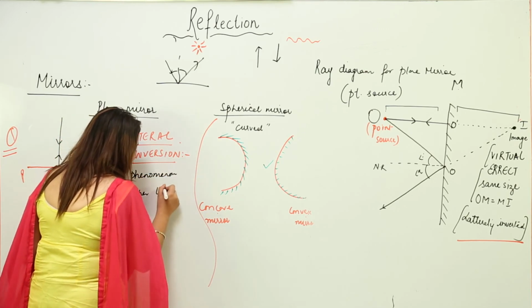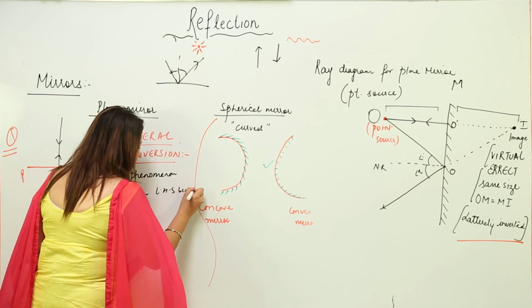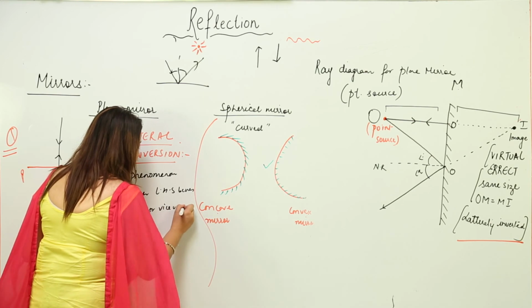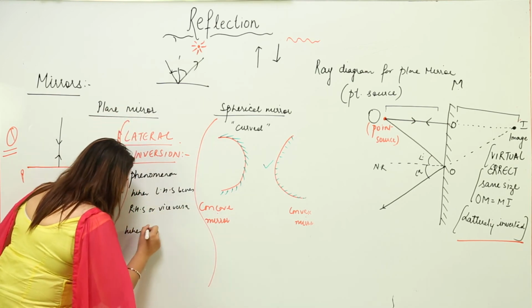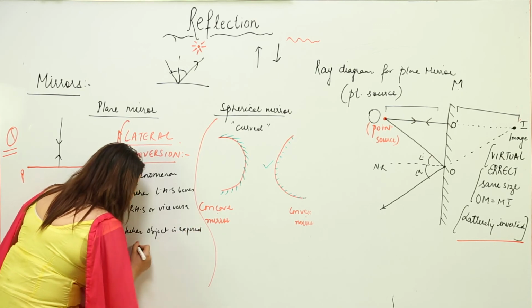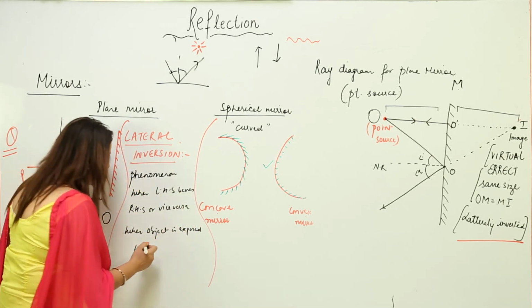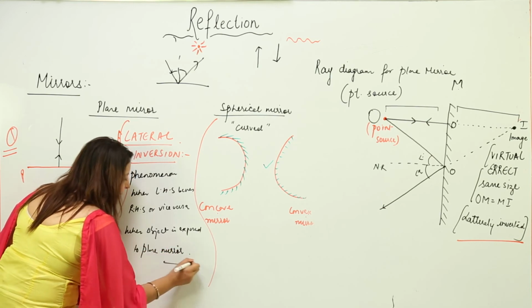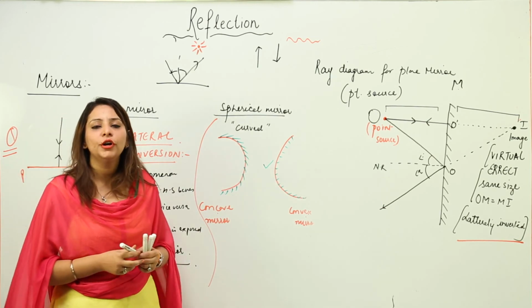when LHS becomes RHS or vice versa, when an object is kept in front of a plane mirror. This is the specific characteristic for the plane mirror.